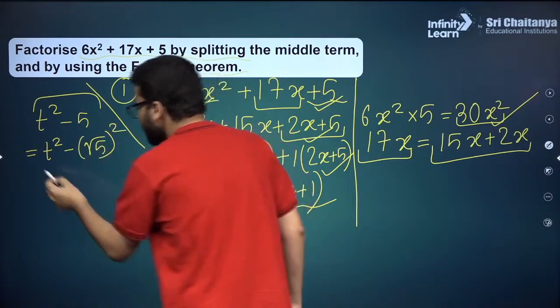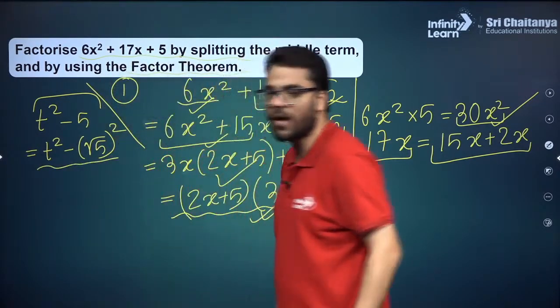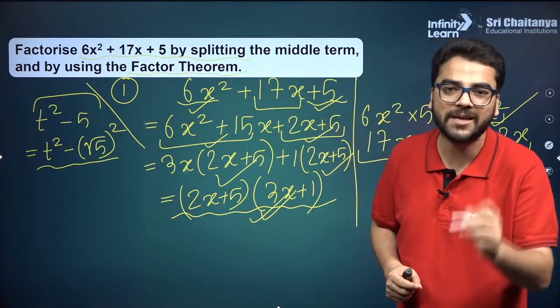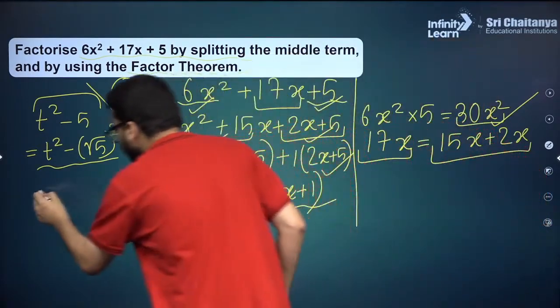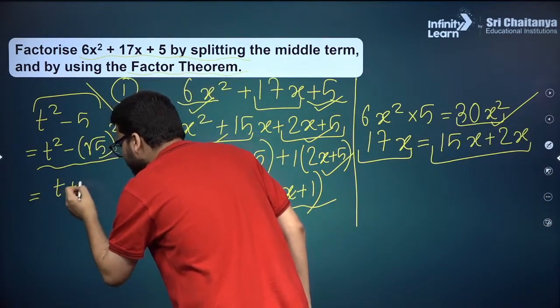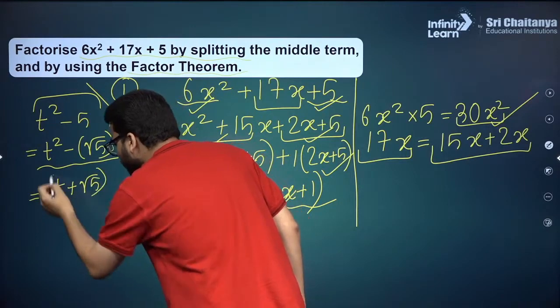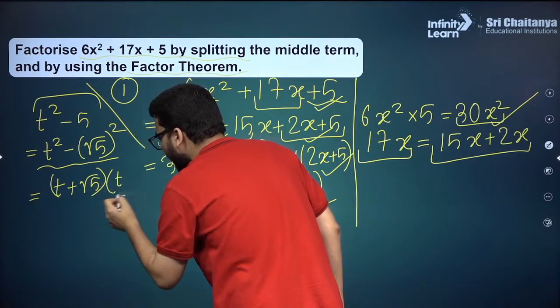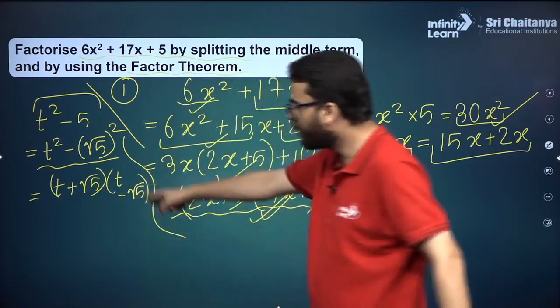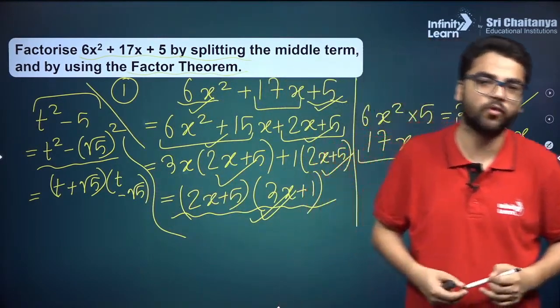Isn't it of the form a square minus b square, and a square minus b square is nothing but a plus b into a minus b? Therefore t square minus root 5 the whole square, I can write it like this: t plus root 5 into t minus root 5. So that is the factorization of this quadratic polynomial. I hope it is clear, t plus root 5, t minus root 5.